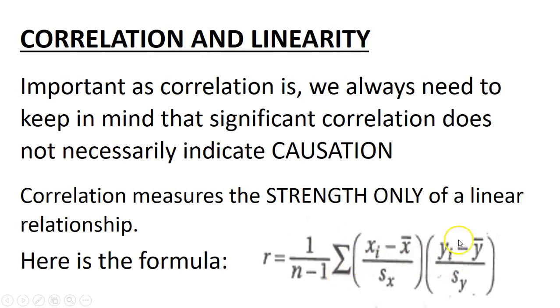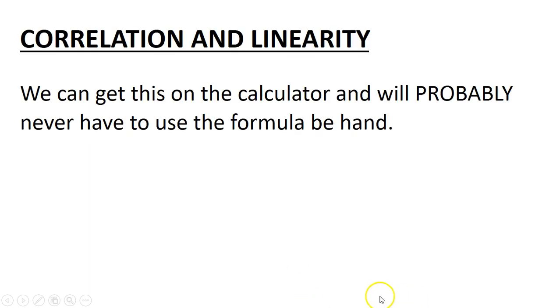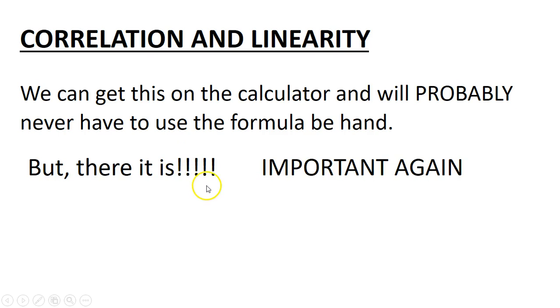Then we're dividing by, if you remember when we were finding the standard deviations and the means before, we were not using n, we were using n minus 1 for an overestimate. The point is, we can get this in the calculator and we'll probably never have to use that formula by hand, but there it is, so feel free to write it down.